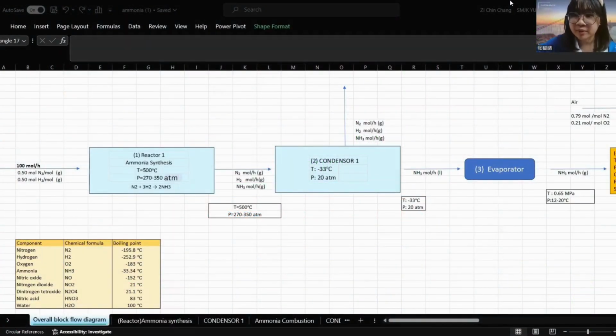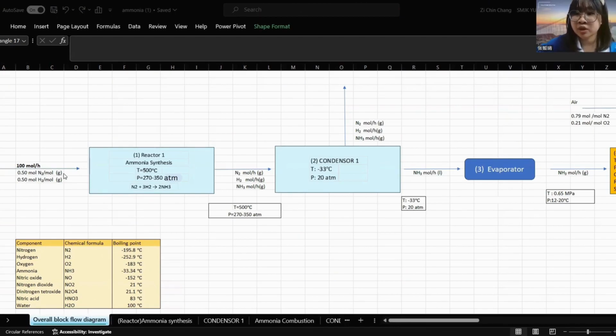Now I'm going to explain the overall process in our block flow diagram. Our project aims to produce weak nitric acid. The processes required in this type of production include oxidation, condensation, and absorption as our 3 main units. The feedstock given is 50% nitrogen and 50% hydrogen. We fix 100 mol per hour as our basis to obtain the input values.